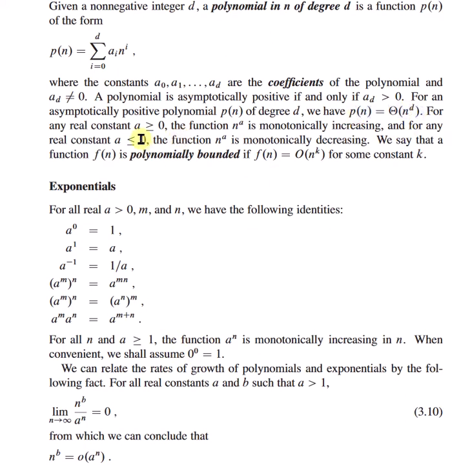For any real constant a greater than or equal to 0, the function n to the a is monotonically increasing. And for any real constant a less than or equal to 0, the function n to the a is monotonically decreasing. We say that a function is polynomially bounded if f of n equals big O of n to the power k for some constant k.